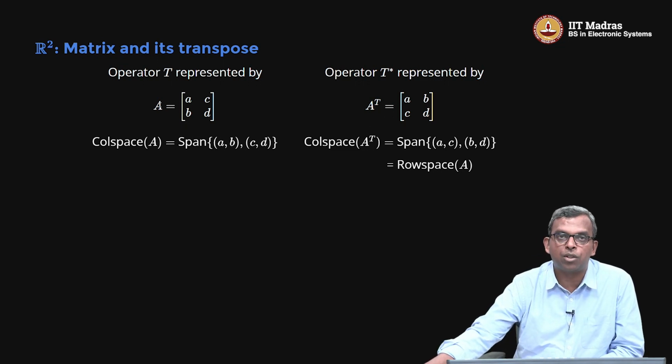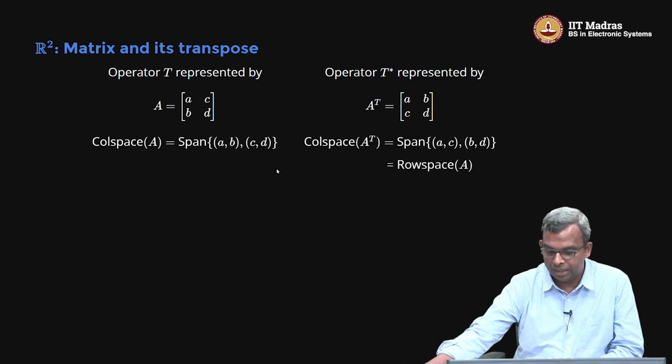What will be the row space of A transpose? It will be the column space of A. I haven't written it out here, but it's the same thing, and you can do it in a quite straightforward way. The column space of A will be the row space of A transpose. So it's very easy to see.